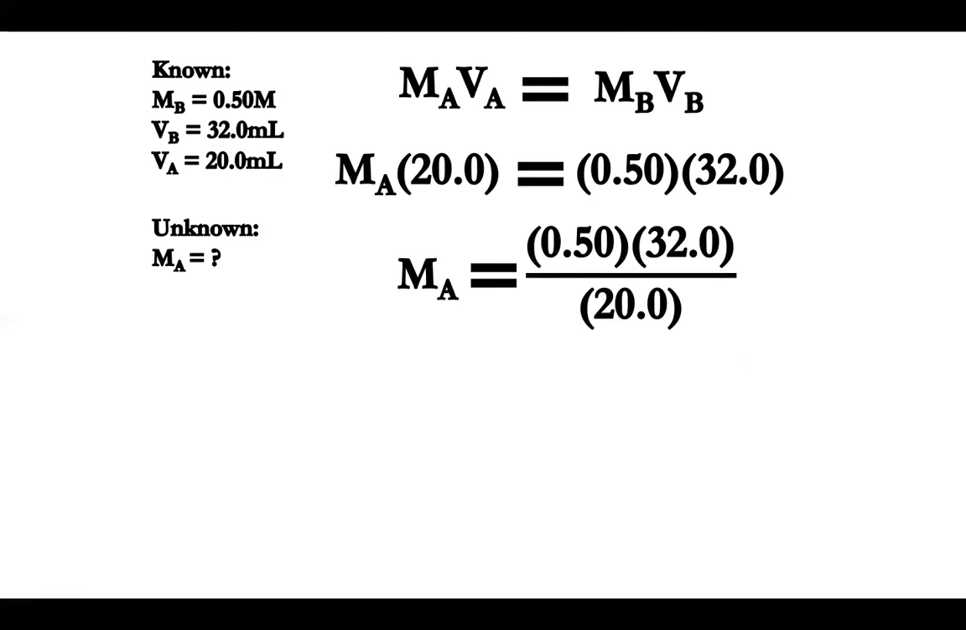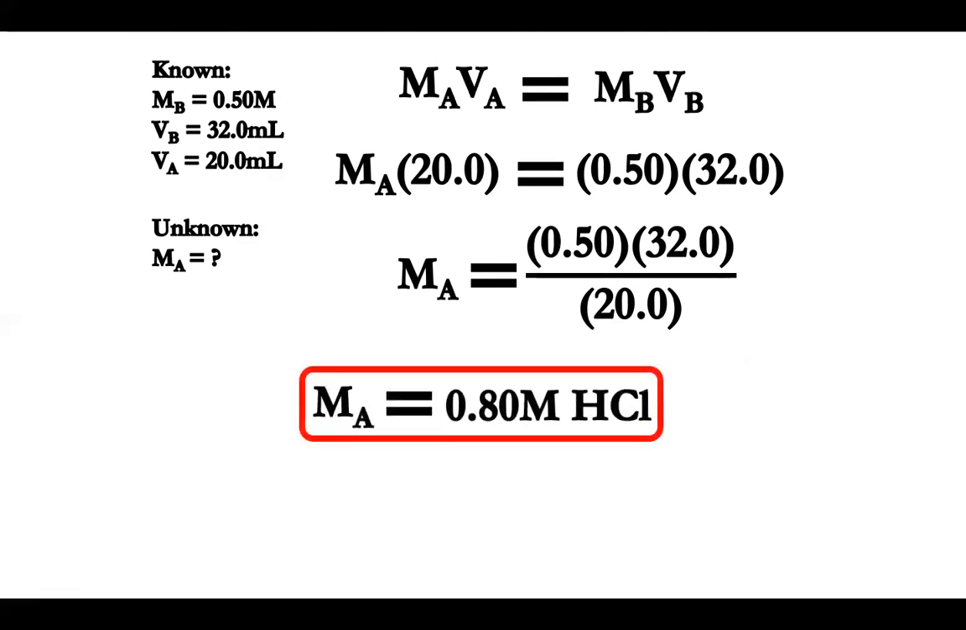Yeah, you're going to end up with about 0.80 molar of that hydrochloric acid. So now we know our molarity of the acid. And you could actually plug this number back into the original equation to check your work to make sure you did it right, because it should be that 0.8 multiplied by 20 milliliters is going to be equal to 0.5 times 32 milliliters.